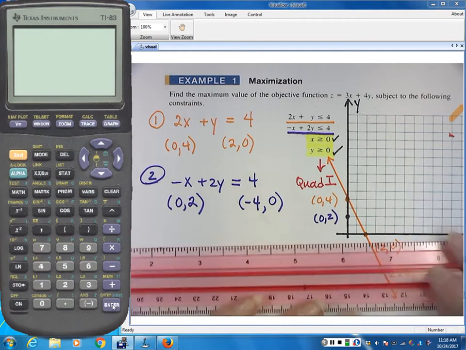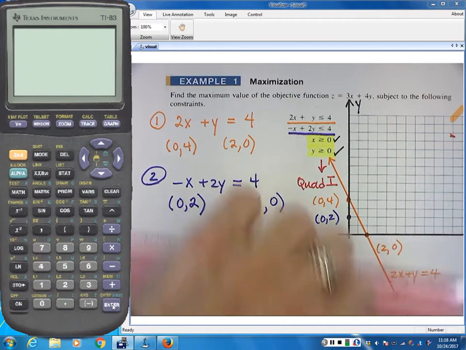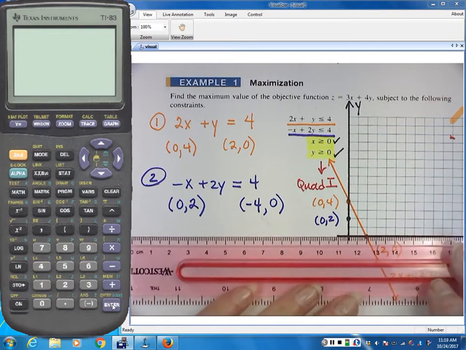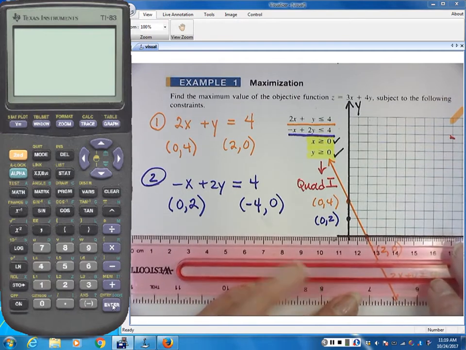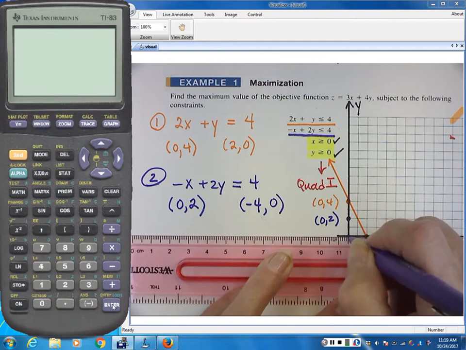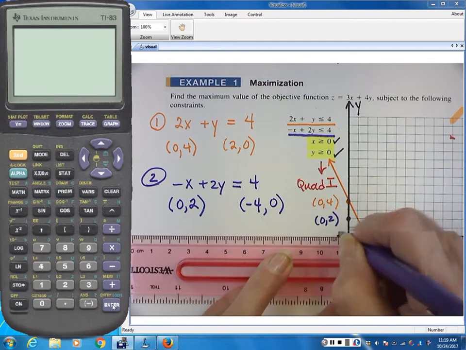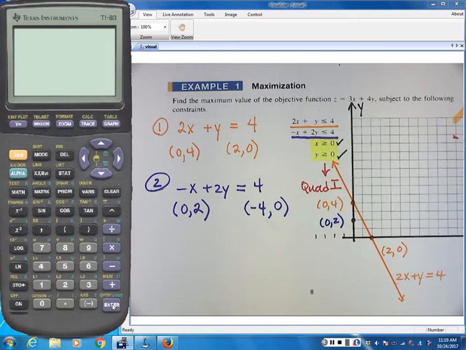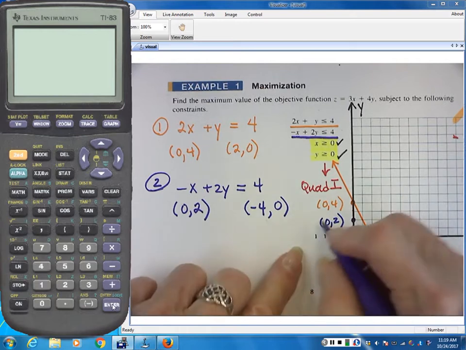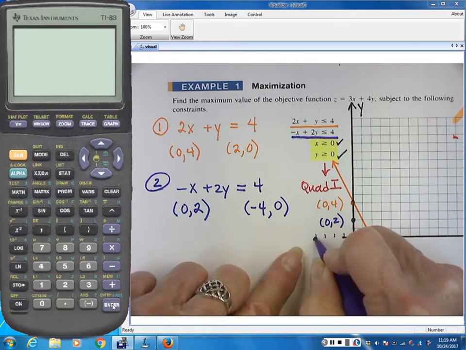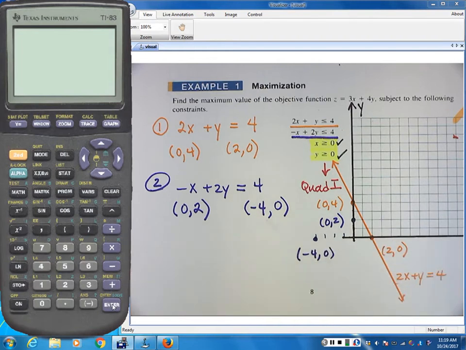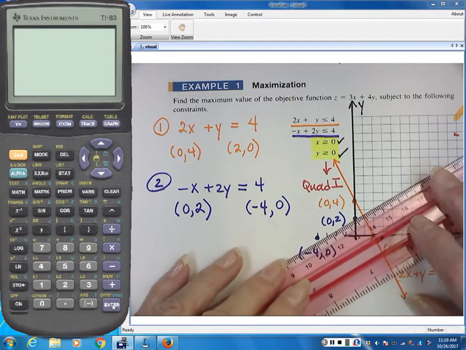Now I still need that point, even though realistically it's not going to be in my solution area, but I need it to be able to graph this thing. So I've left myself a little room here, and I'm going to go backwards. 1, 2, 3, 4. So here's my point, negative 4, 0. So it's not even going to be in the solutions region, but it's going to help me determine what the solutions region is.